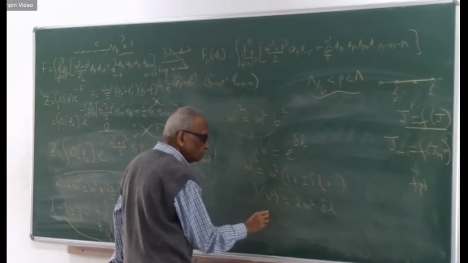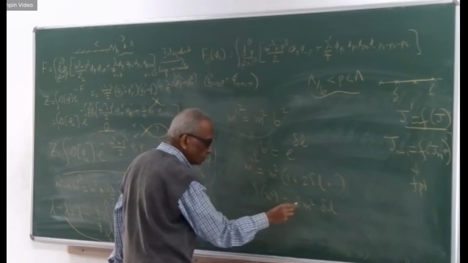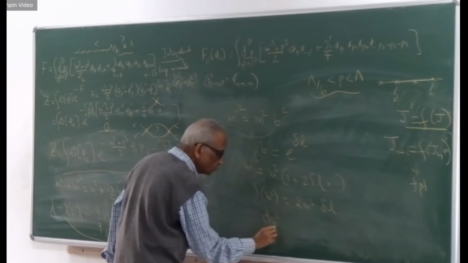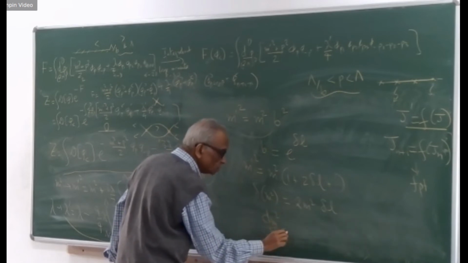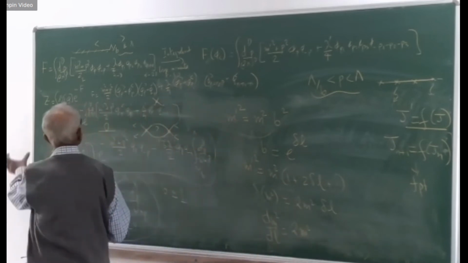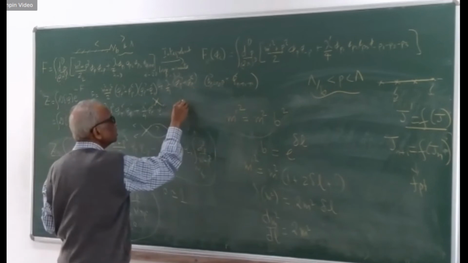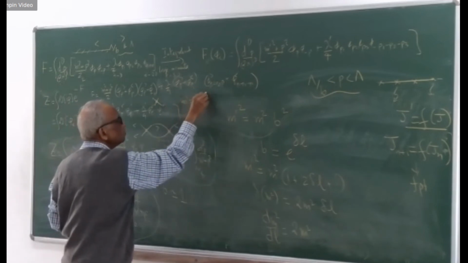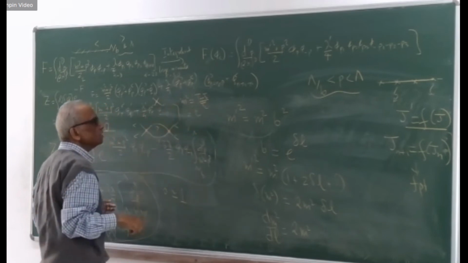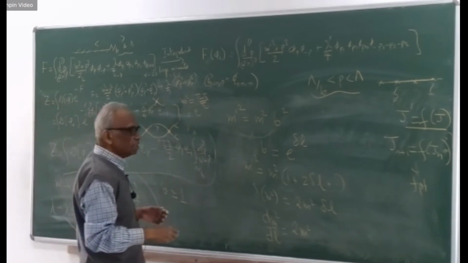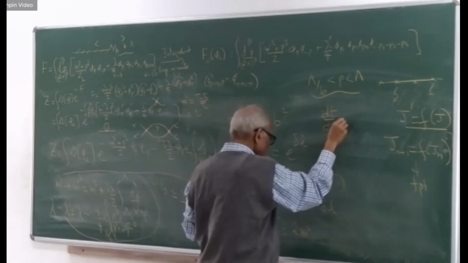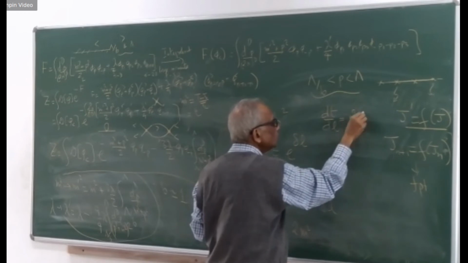So delta m squared over delta L, which is dm squared by dL, is equal to 2 m squared. m squared is the temperature difference. m squared is T minus Tc by Tc, which is generally denoted like T. So you have the flow equation dt by dL is equal to 2t.